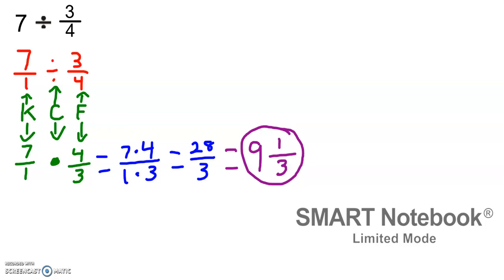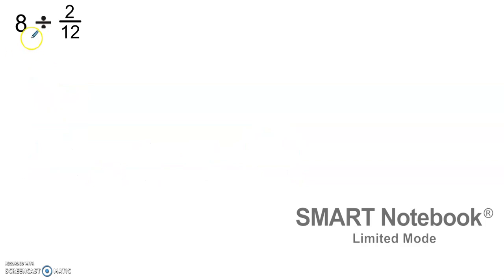Now that we have that, let's look at another example. Here we have 8 divided by 2 over 12, or 2/12. Our step 1 says that we're changing all mixed numbers into improper fractions, or you're also changing any whole numbers to an improper fraction. And remember in the last example, we said we could take a whole number that is not attached to any fraction and just put it over 1. So the 8 becomes 8 over 1, or 8 ones.